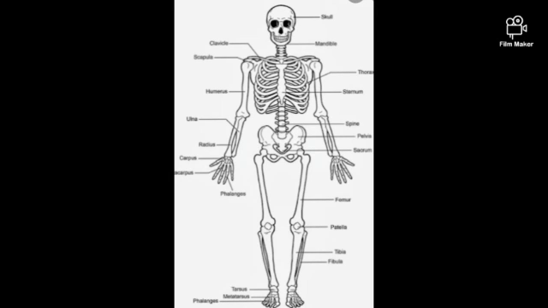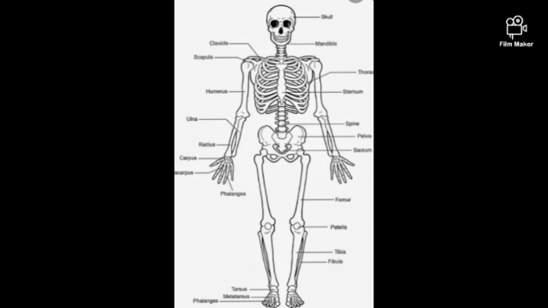The bones in our body make up a framework called the skeleton. The skeleton of an adult human being is made up of 206 bones. And one fact is that when a child is born, it has 270 bones. But as she grows into an adult, many of the bones fuse together.